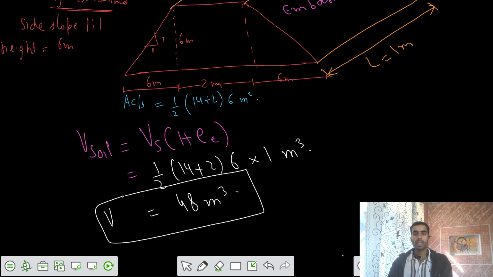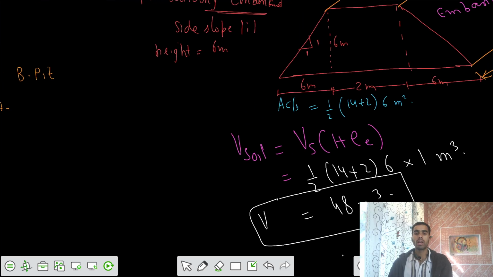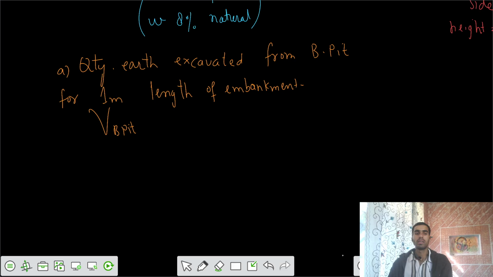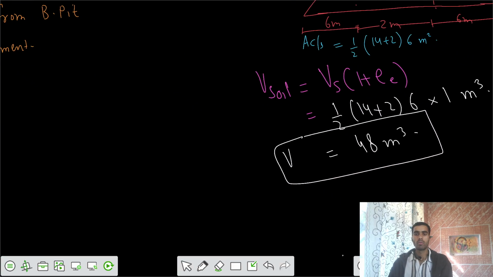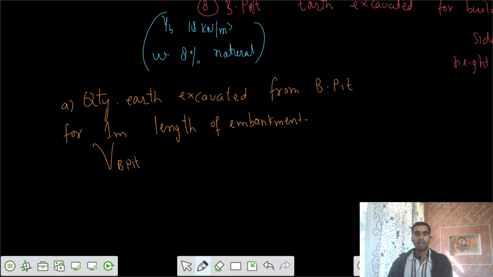So for 48 meter cube of soil in the embankment, how much soil do we have to excavate from the borrow pit? This is the problem. Can you calculate that based on the way that we solved the previous problem? 48 meter cube. So if I write that equation again, gamma bulk, in the borrow pit condition. Let's say this is our borrow pit condition. Gamma bulk is actually gamma dry into 1 plus w. This is the equation for that.